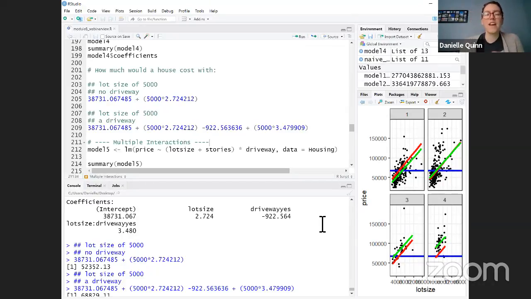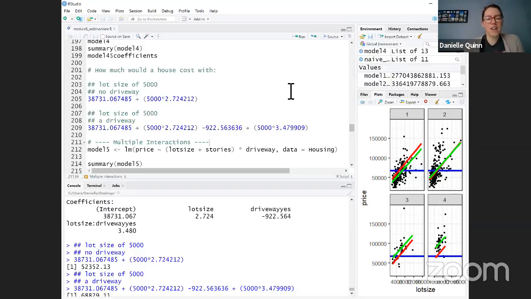So, for example, if driveway was A, B, C, or D, then your baseline would be A, and then it would say, okay, driveway B, here's what you would have to add. Driveway C, here's what you'd have to add, and so on. So yes, there are ways to get around that, but not something that we will have time to get into today.